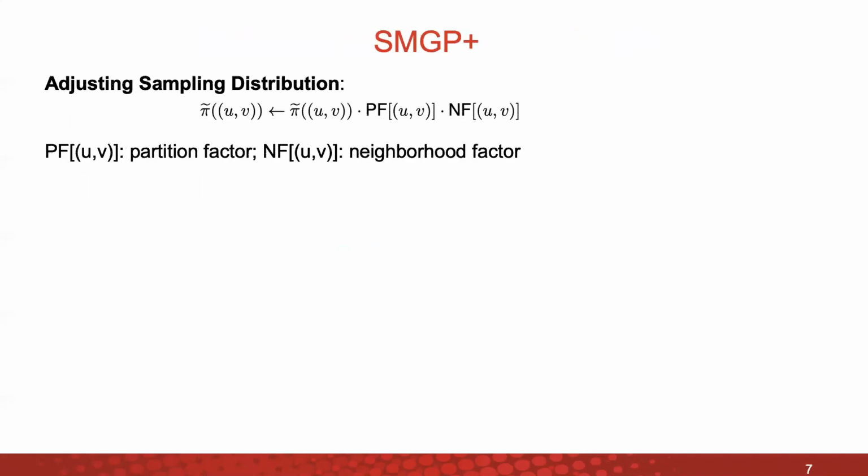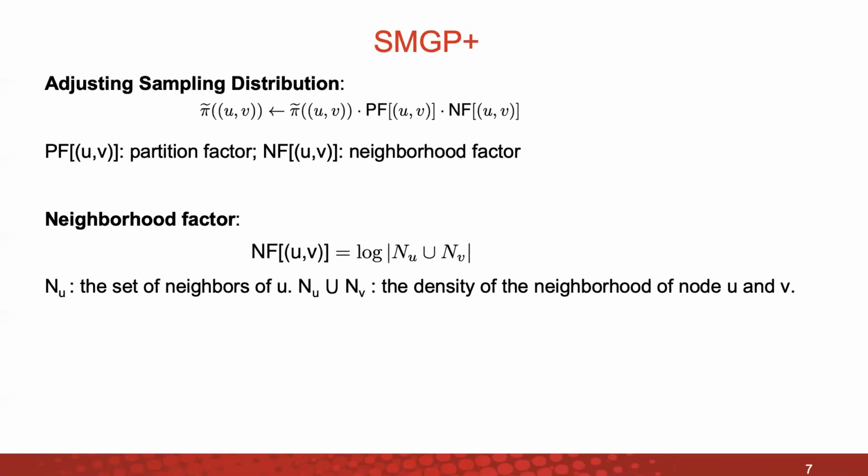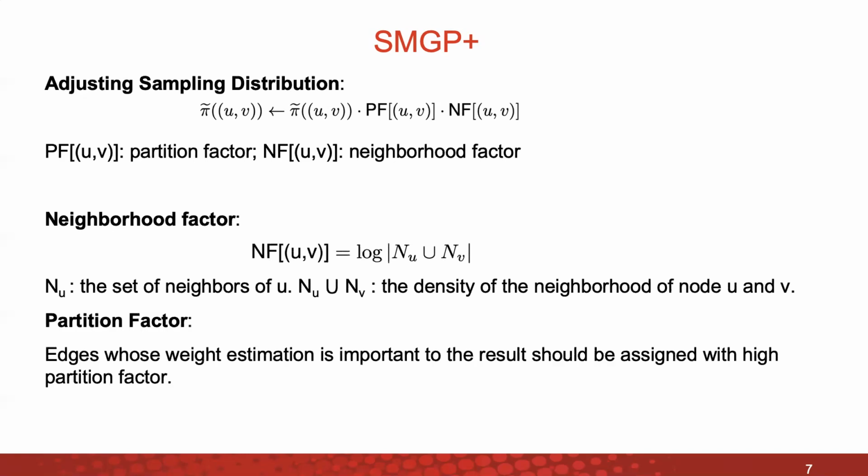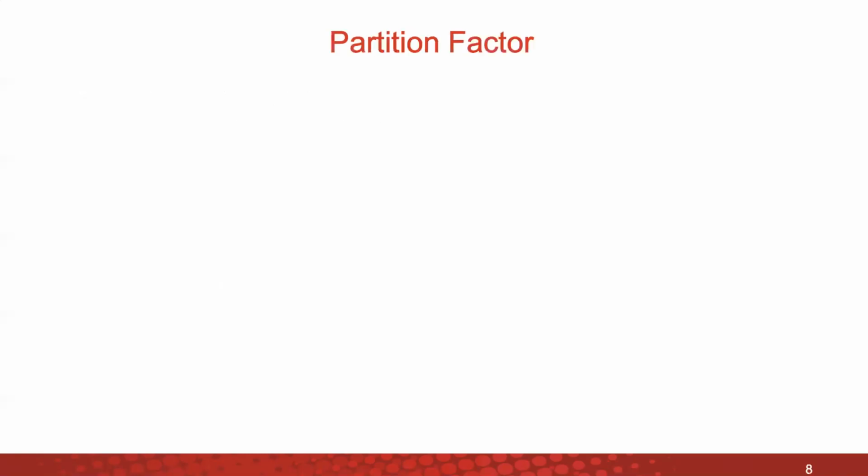In SMGP+, we multiply the previous sampling probability of each edge by its partitioning factor and neighborhood factor. Where the neighborhood factor indicates the neighborhood density, we think that edges in the dense region tend to be contained in many isomorphic subgraphs, and the partition factor quantifies the importance of the edge on the solution quality.